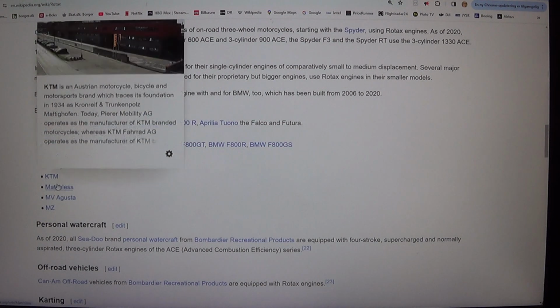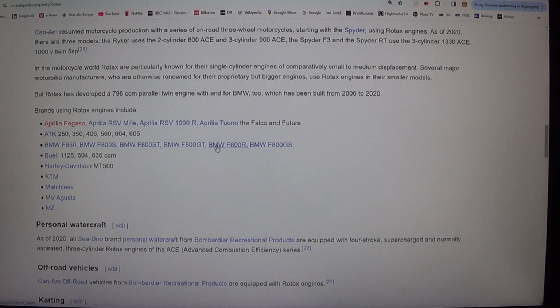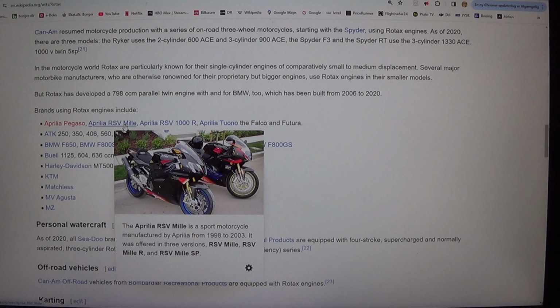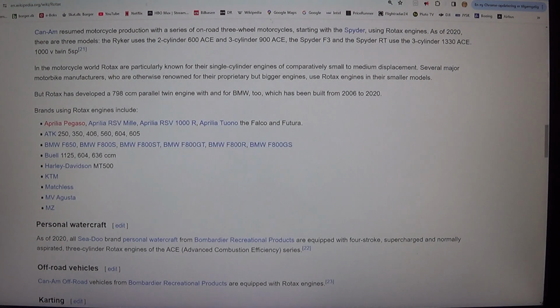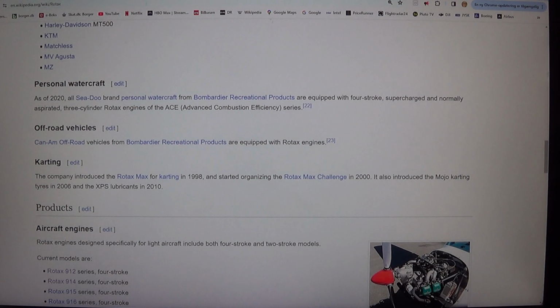Brands using Rotax engines include: 1. Aprilia Pegaso, Aprilia RSV 1000, Aprilia RSV 1000R, Aprilia Tuono, Falco and Futura. 2. 280K, 250, 350, 406, 560, 604, 605. 3. BMW F650, BMW F800S, BMW F800ST, BMW F800GT, BMW F800R, BMW F800GS. 4. Buell 1125, 604, 636, CCM. 5. Harley-Davidson MX500. 6. KTM. 7. Matchless. 8. MV Agusta. 9. MZ.